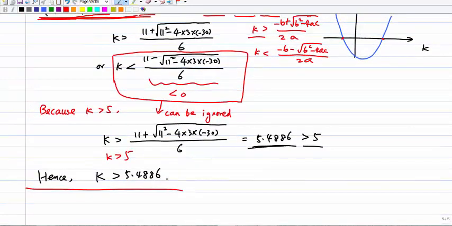Okay, so that's all the solutions to the midterm 2 review questions.